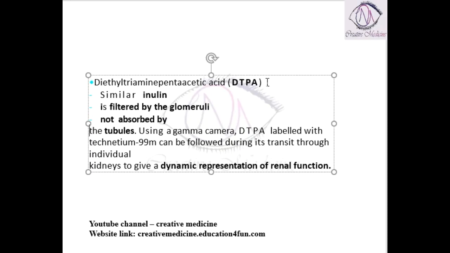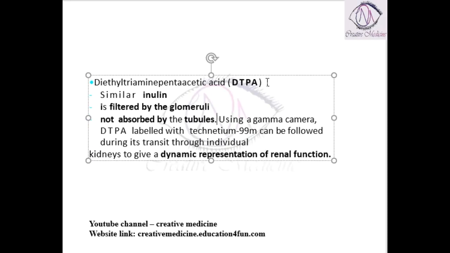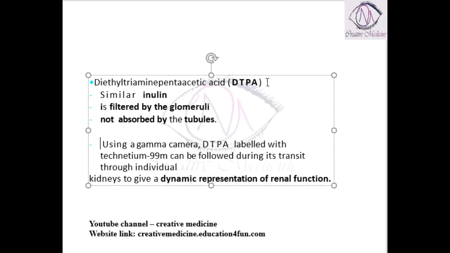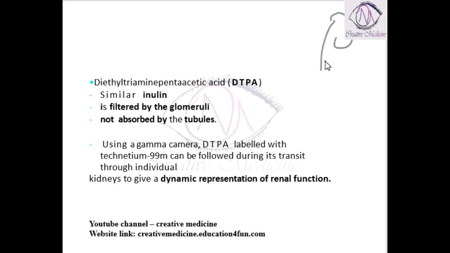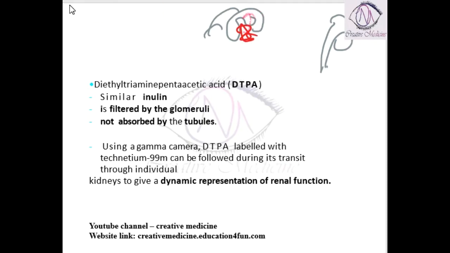So because diethyl triamine pentaacetic acid is similar to inulin, it is also easily filtered by the glomeruli. From the glomerular blood vessels, it is easily filtered to the tubules. There is no absorption and no secretion.